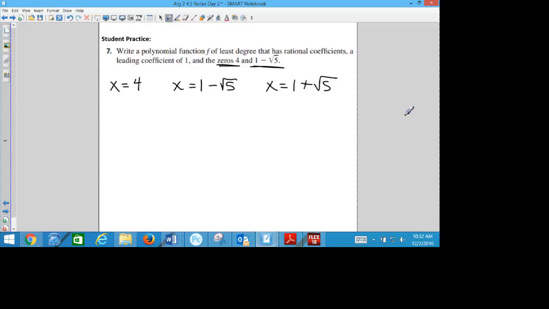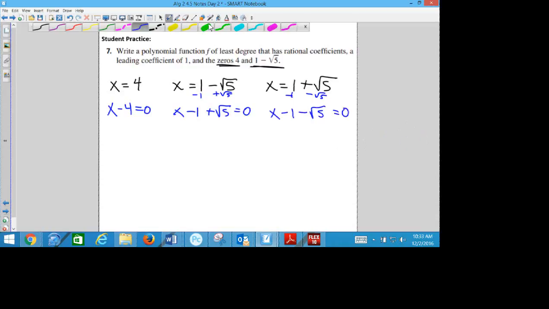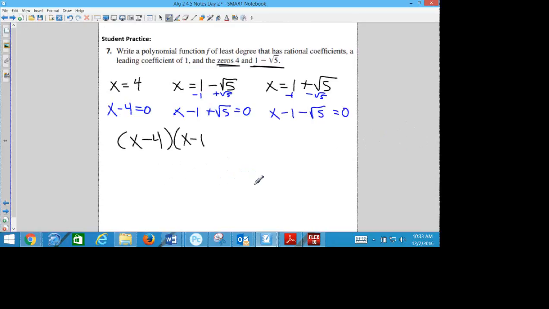Okay, my next step is that I set each of these equal to 0. So I have x minus 4 equals 0. And then to get this one equal to 0, you have to subtract 1 and add square root of 5: x minus 1 plus square root 5 equals 0. For this one, you have to subtract 1 and subtract square root 5, so x minus 1 minus square root 5 equals 0. So your factors should be x minus 4, x minus 1 plus square root 5, and x minus 1 minus square root 5.